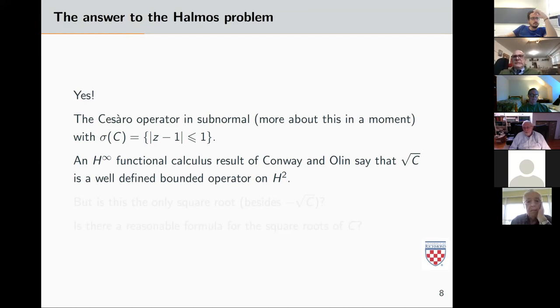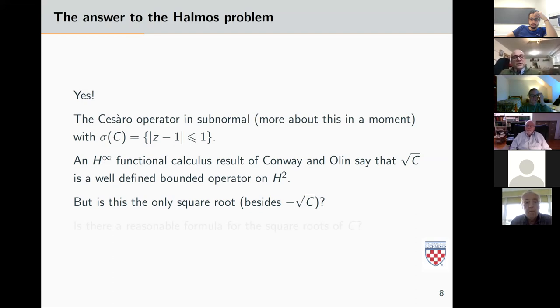There's a 1976 paper of Conway and Olin which says that if you have a bounded analytic function on the interior of the spectrum of a subnormal operator, I think I'm saying this right, you can actually take phi of that operator and get a meaningful thing. Okay, so the square root is going to exist. But, except for minus c, are these the only square roots of the Cesaro operator?